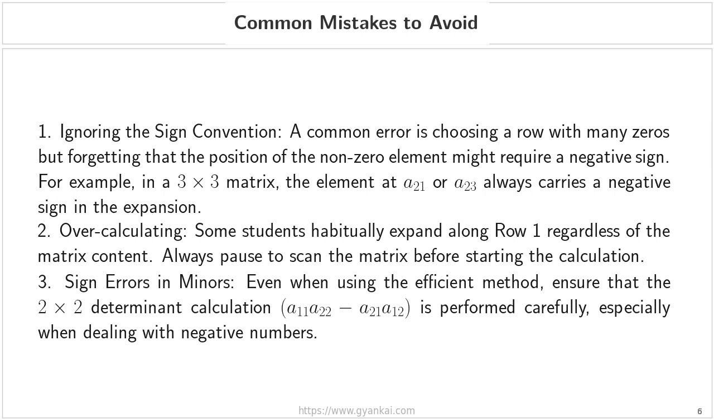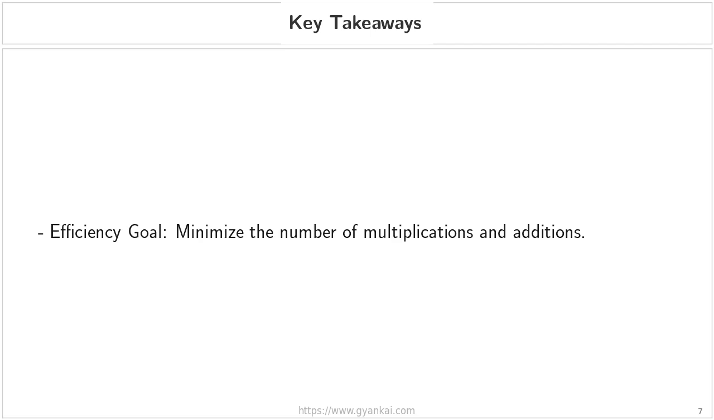Now, let's look at our final slide to consolidate everything we've learned today. Key takeaways. First, always keep your ultimate efficiency goal in mind. Your objective is to minimize the total number of multiplications and additions you have to perform. The less arithmetic you do, the less chance you have of making a silly mistake.